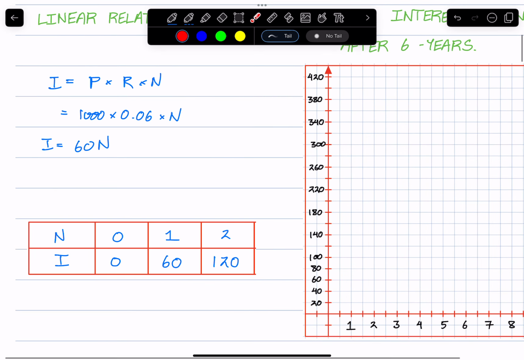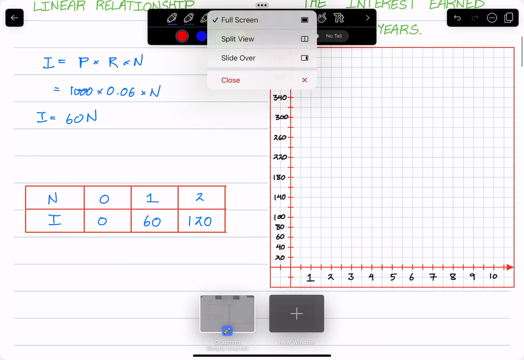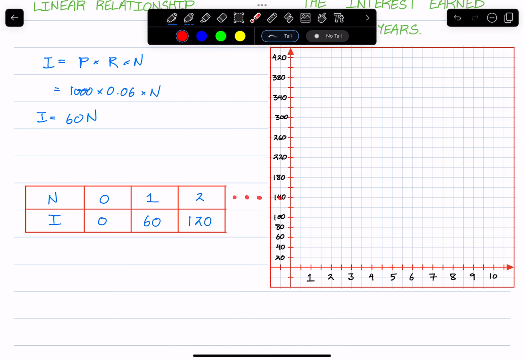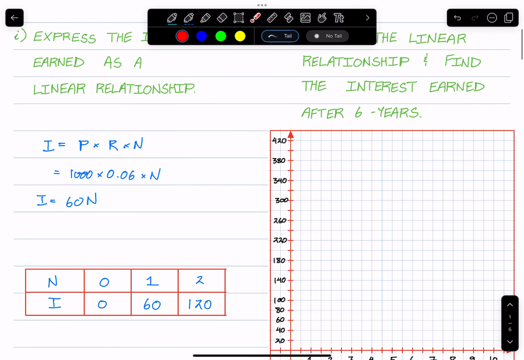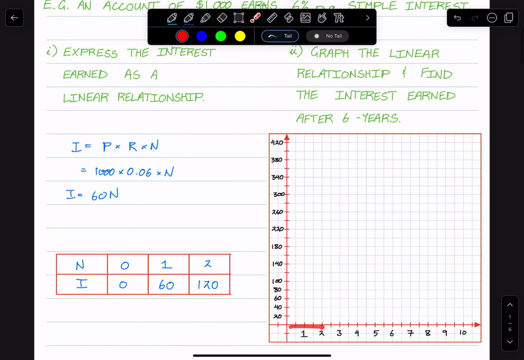Now from here, we could theoretically continue with as many values as we like. So we could find 3, 4, 5, but with these points, this is enough to make this into a linear relationship. So I've made it that n is the x values and y are the interest values of I.